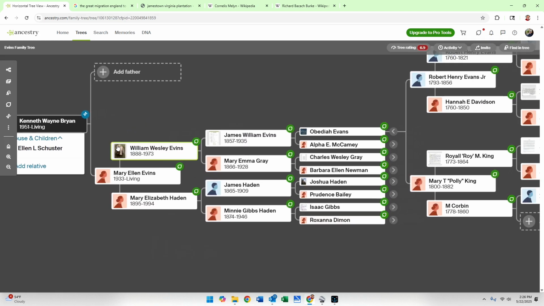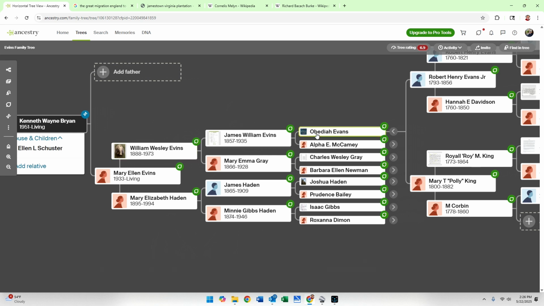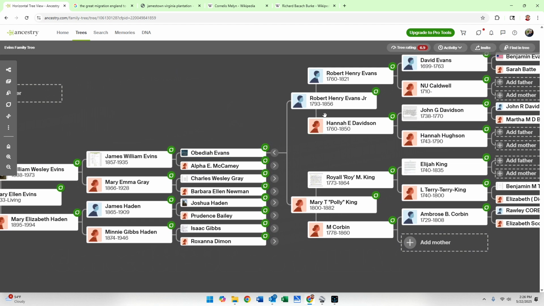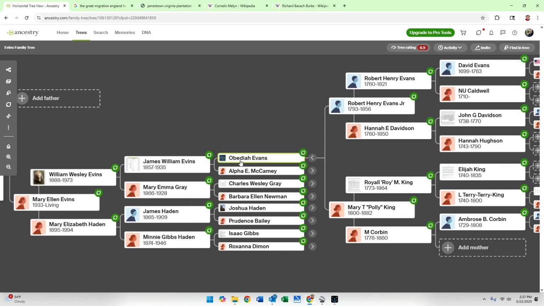So this is William Wesley. His father was James Wesley. Our granddaddy's grandfather, our great-great-grandfather, was Obadiah Evins. So it's spelled here with an A-N-S. He changed it during his lifetime. And if you see, all of the Evans prior to that spelled it with an A. So Obadiah is the one who changed the name.